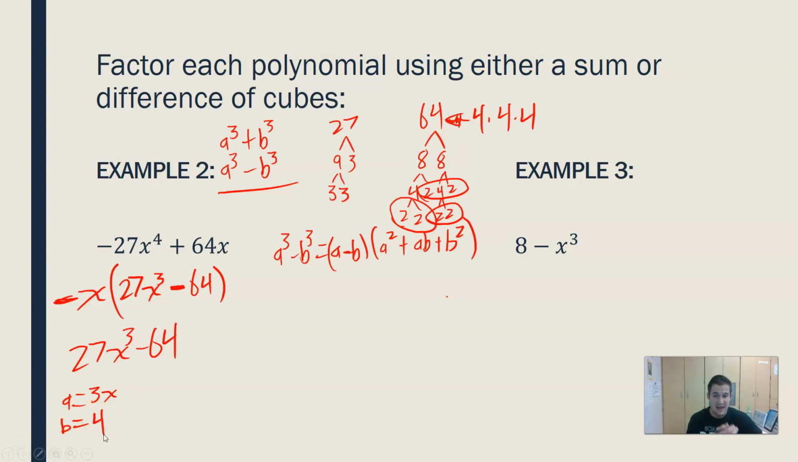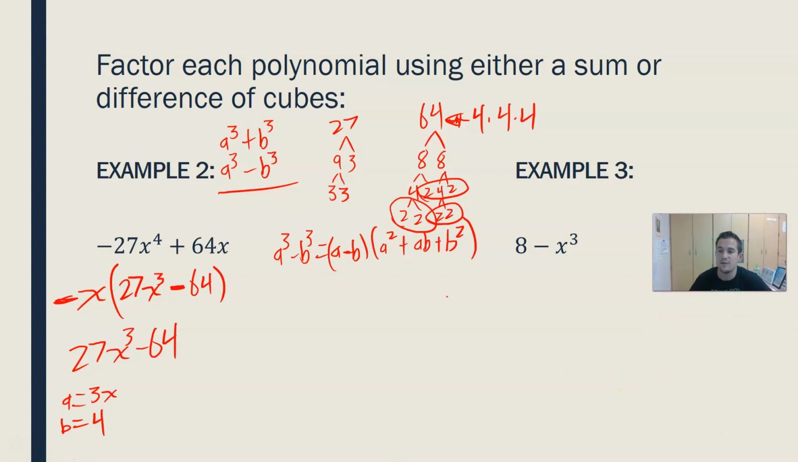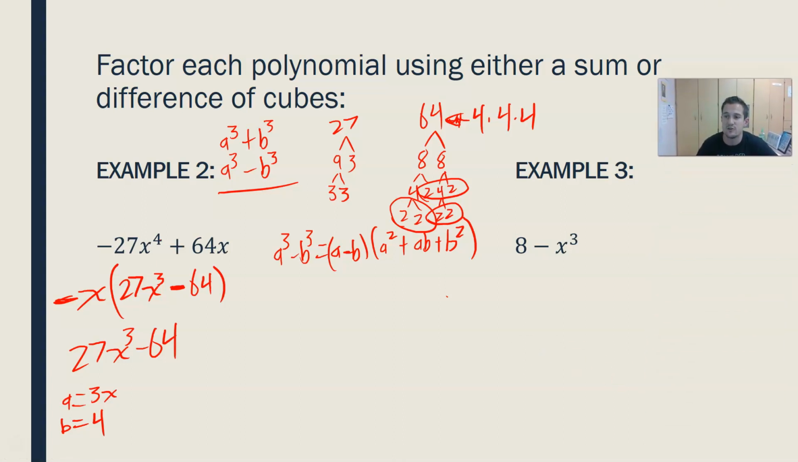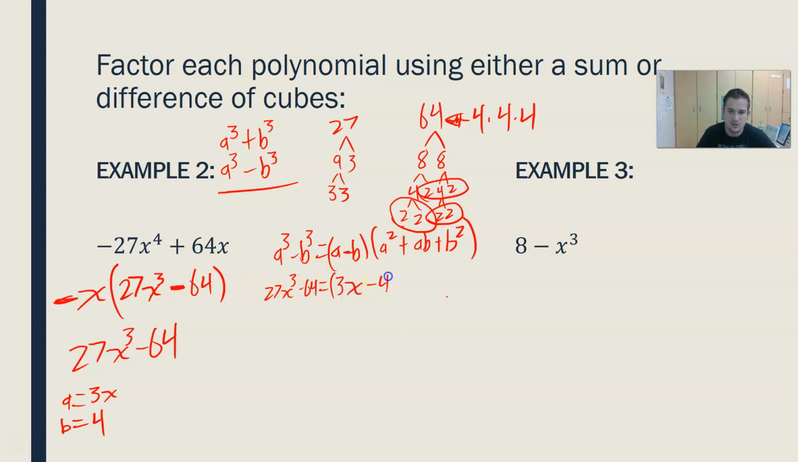That's really convenient. Now I can use the difference of cubes formula in order to factor that expression. So a is 3x, b is 4. I'm going to plug those in here. So a cubed minus b cubed, or 27x cubed minus 64, is equal to a, which is 3x, minus b, which is 4.